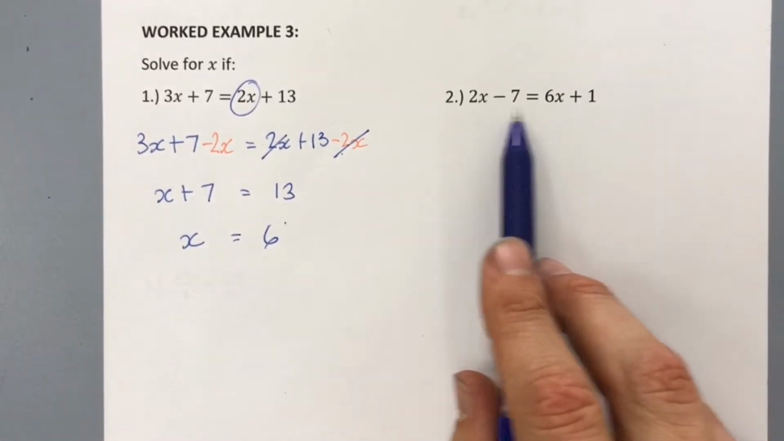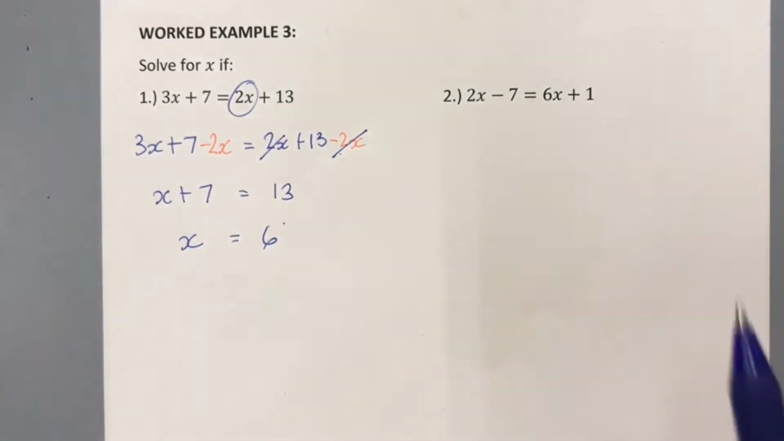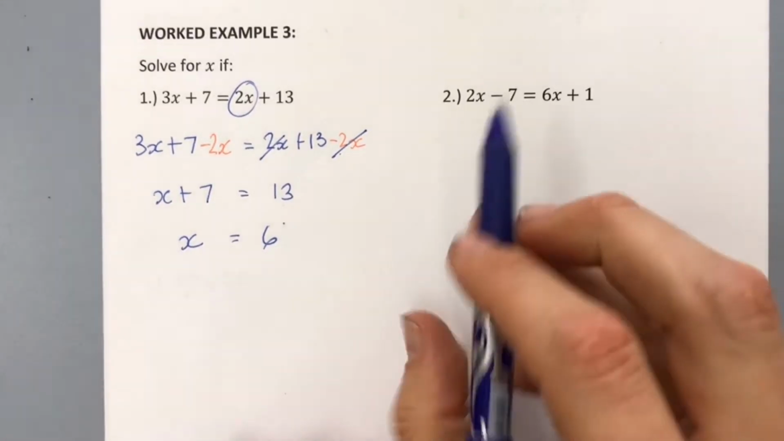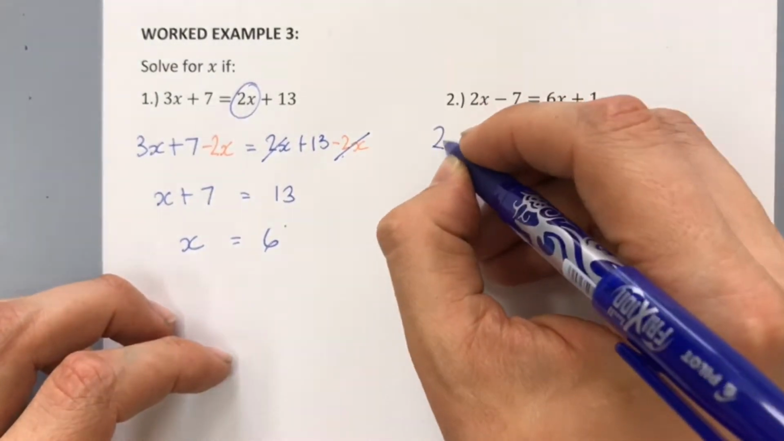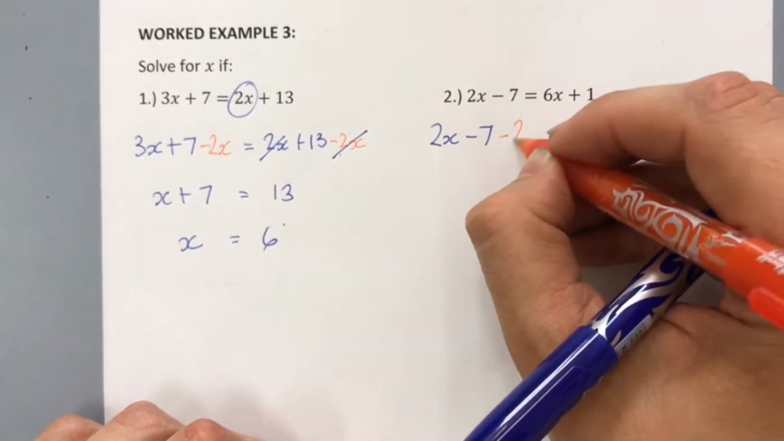If we come to look at example number 2, we are going to cancel the 2x because it's the smaller one. We're cancelling the x first. Because we've got a pronumeral on both sides, we work with the x. We want to get that all on one side. Yeah, we do the pronumeral first if there's a pronumeral on both sides.